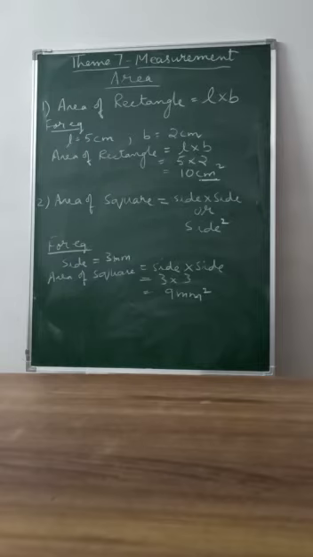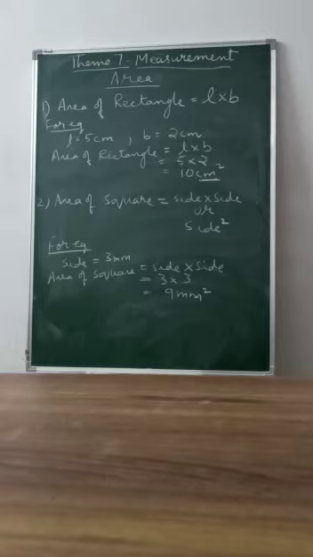If you see, the formula for finding out the area of square is side multiplied by side. You can write that way, side into side. You can write S into S, or you can write side square. You can see on the blackboard, ma'am has written side into side or side square.